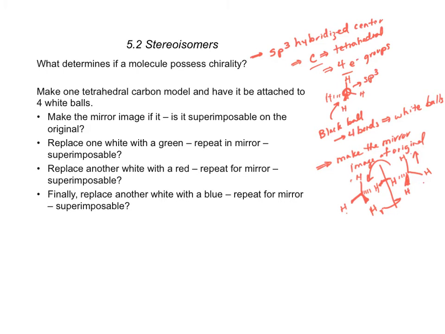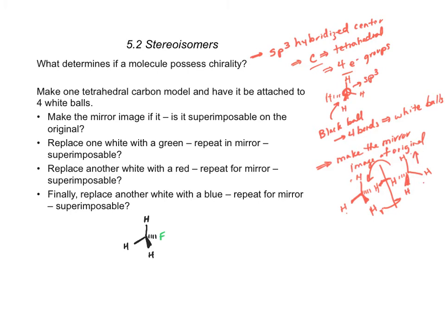Let's say that green... do I have green? I should be able to draw these. I kind of have green. So let's use our black to denote what our model is supposed to look like. So this is going to be our bond. We've got our wedge going into the board. Black for hydrogen. But now we're going to change one of our white balls to green, and let's say that green is fluorine.